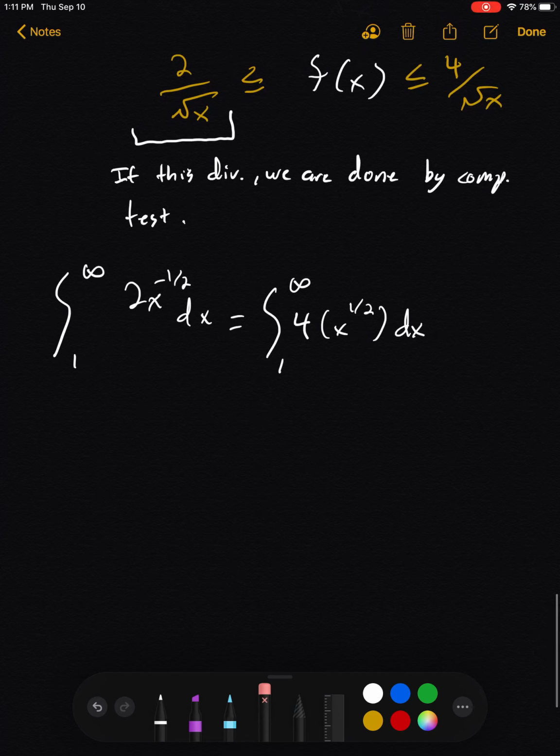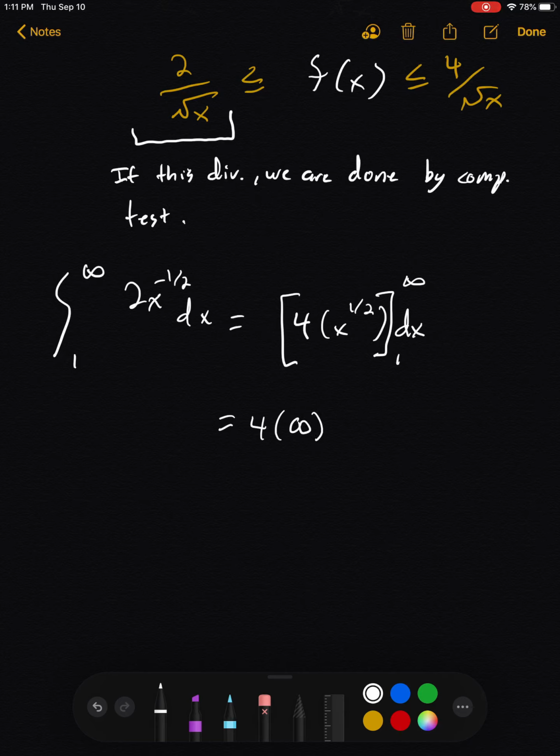And that's not an integral anymore because we just took the antiderivative, so now I need to replace that, 1 to infinity. So what does that get me? I get 4 times the square root of infinity minus 4 times the square root of 1. What does that equal? Well, infinity times 4 is infinity, minus 4 is infinity. Diverges.